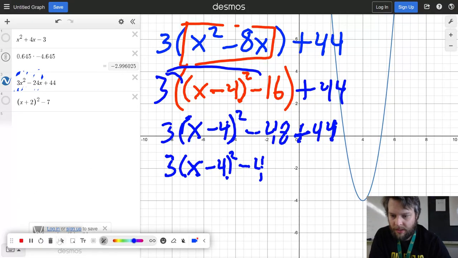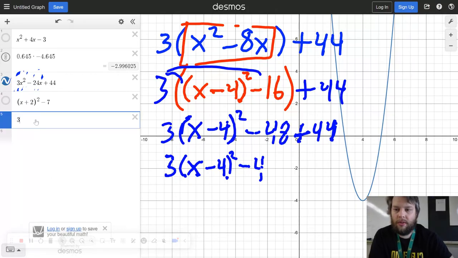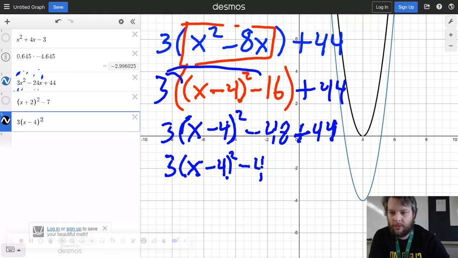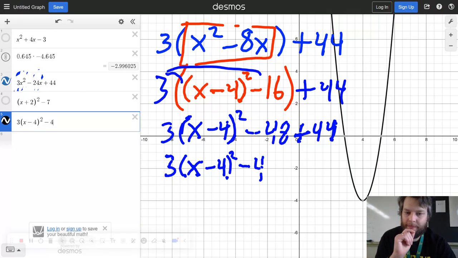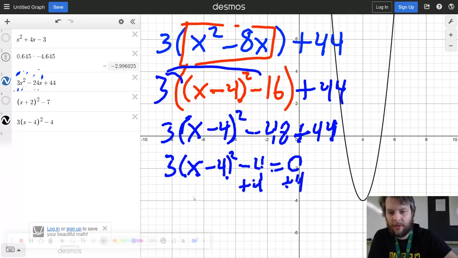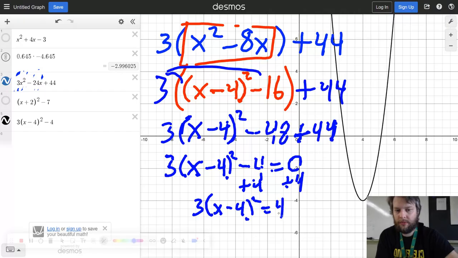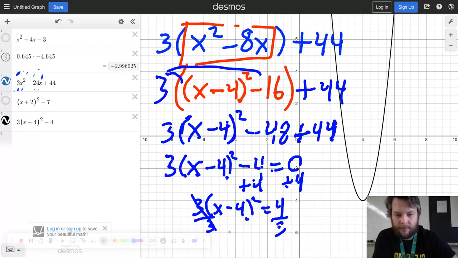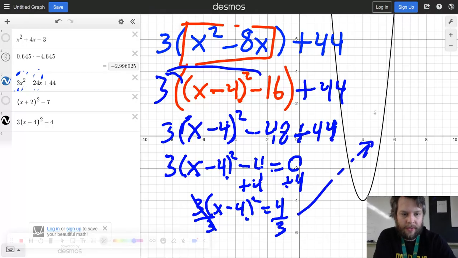Just to prove to you that I got the correct answer there, we can go 3x minus 4 squared minus 4, and you can see that it lines up exactly on top of the other parabola. From here, the steps to figure out where this equals 0 are almost exactly like the other problem. First, we just add 4 to both sides, because that's the opposite of minus 4. 3x minus 4 squared equals 4. Then, divide both sides by 3. So I have x minus 4 squared equals 4/3.